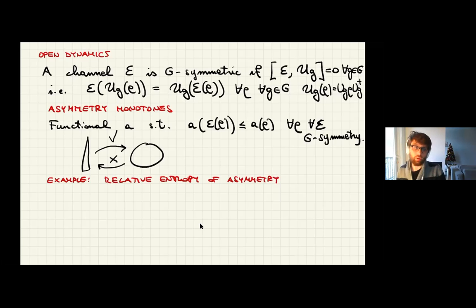Okay, so this is going to be a functional on the state, so it's going to give a number for every quantum state, and it's defined as follows. It's the relative entropy between rho and this D_G of rho, which I'm now going to tell you in a second what it is.